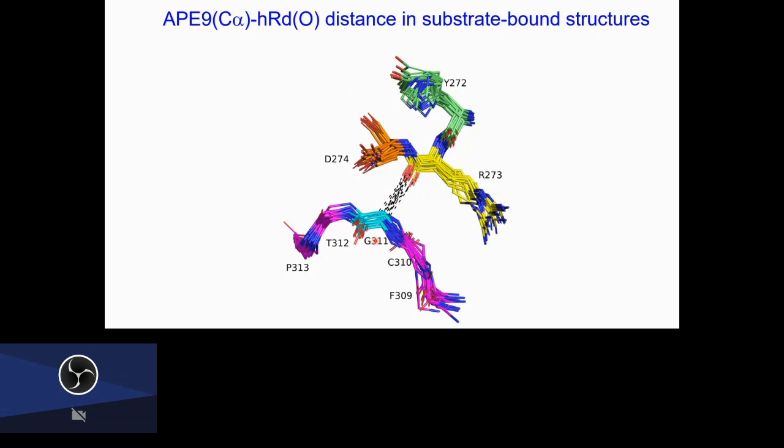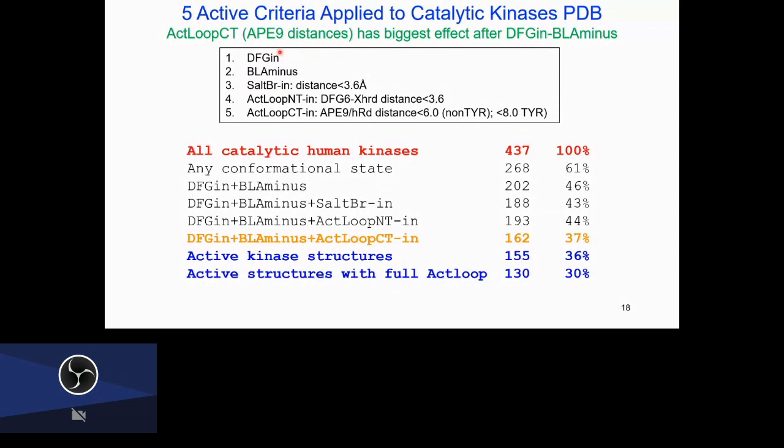So if we're going to answer the question, how many active structures are there in the PDB, we're going to use these 5 criteria: the DFG in, BLA minus, the salt bridge in, a distance of 3.6 angstroms, the activation loop N-terminal criterion, that's the 6th residue of the activation loop, with a hydrogen bond distance of 3.6 or less, and then the C-terminal contact that I just described. So that's residue 9 to the HRD, and we're going to use a cutoff of 6 angstroms for that.